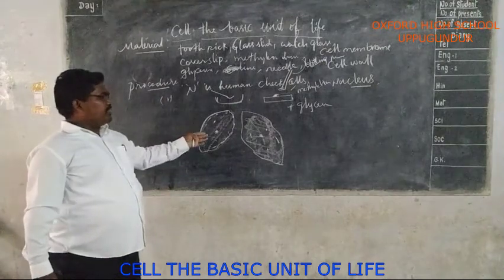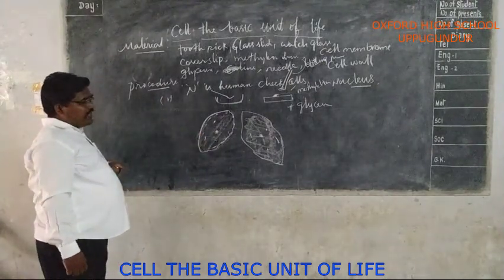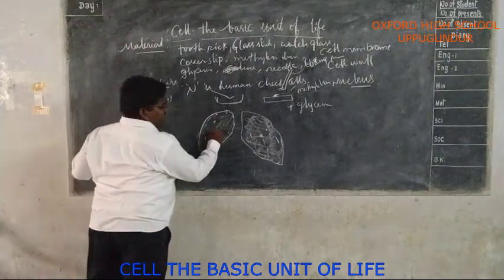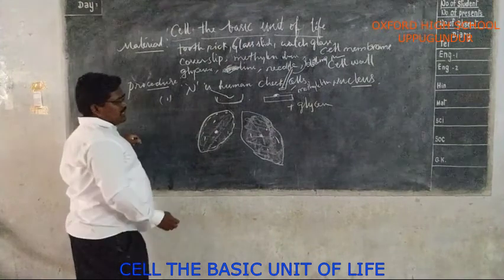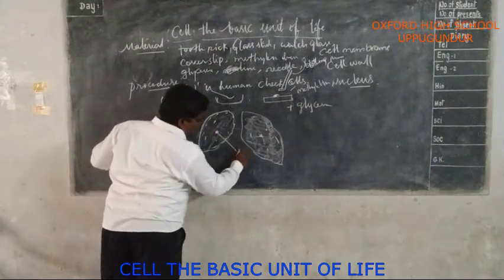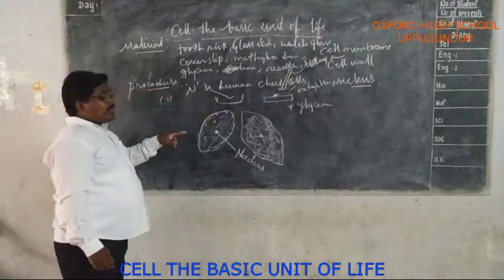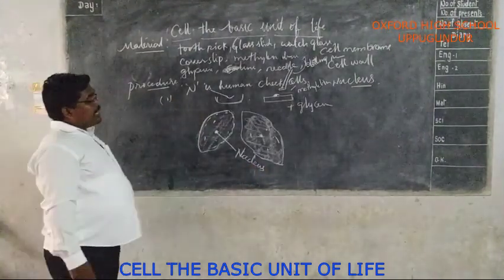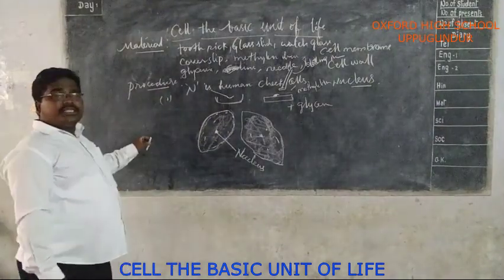Now we observe this type of figure. What do you understand from this? The dark structure present inside the cell is called the nucleus. The dark structure inside the cell is the nucleus and the cytoplasm surrounds it. So this is the experiment.